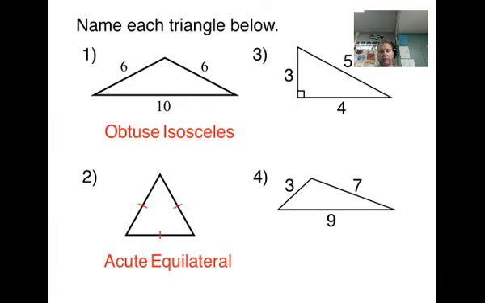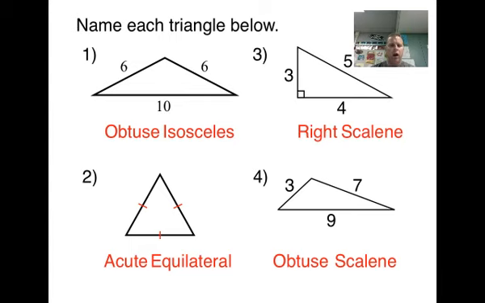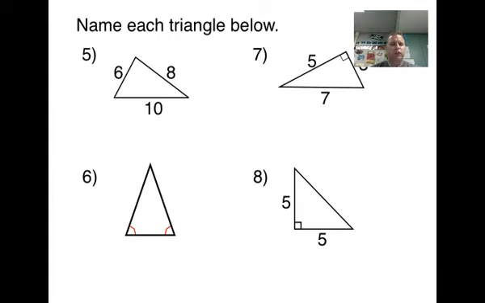Number 3, up top right, I see 3 sides that are different, and I see a little square in one of the angles. That gives me a right scalene. And number 4, that should be obtuse scalene. Would you try these 4, please? Pause the video, see if you can do a little bit better or can get a perfect score.